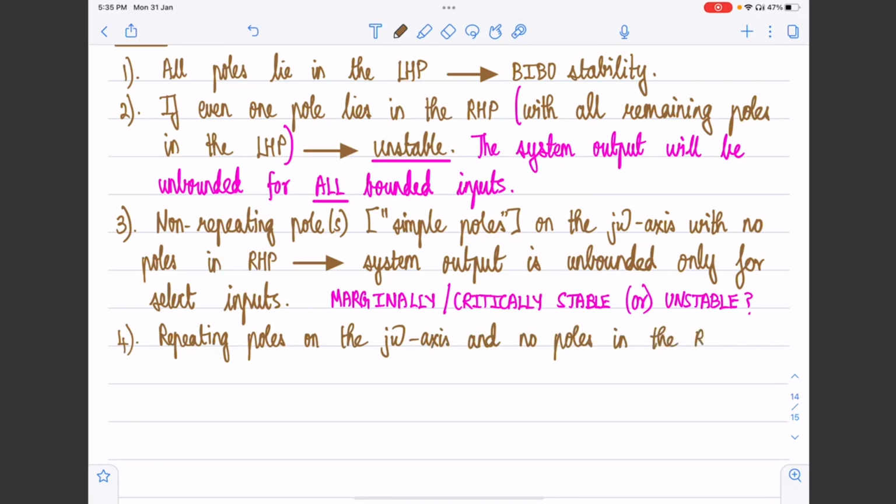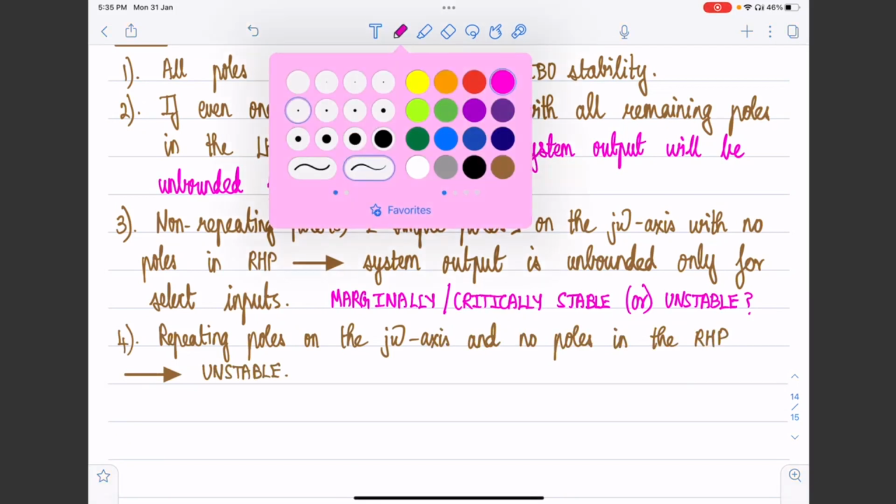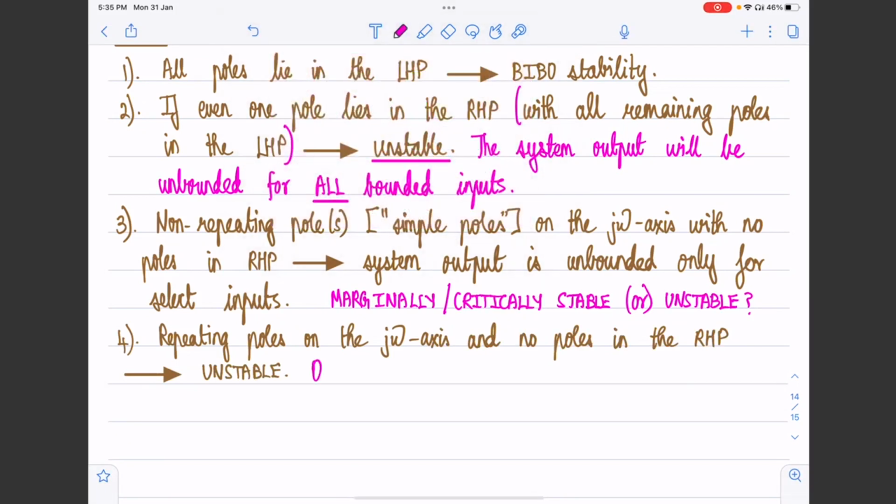Okay, when there are repeating poles on the j omega axis with no poles in the right half of the complex plane, what do we get? In this particular case, one can show that it's unstable straight away, and the output is unbounded for all possible bounded inputs. One can notice the subtle difference between case 3 and case 4. Output becomes unbounded for all bounded inputs. So that is the difference.